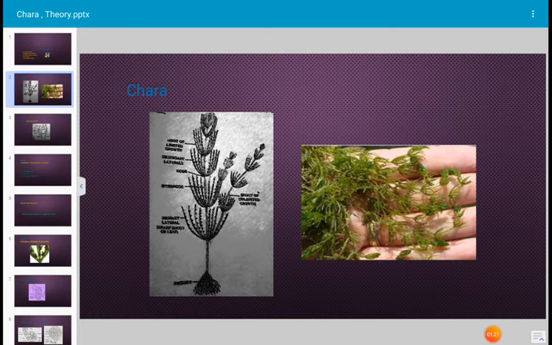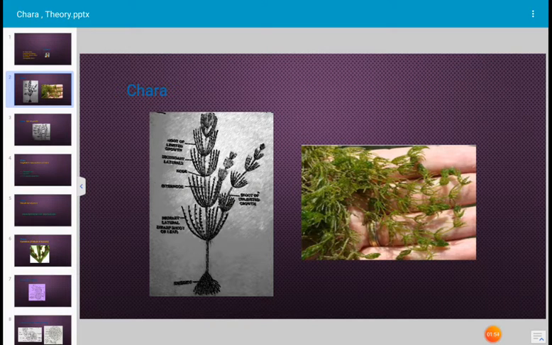Chara gracilis is one species. It occurs throughout the world. It is cosmopolitan. In India, the species Chara zeylanica is very common. The plant of Chara consists of erect branches which are about 20 to 38 cm in height, and it has distinct nodes and internodes.